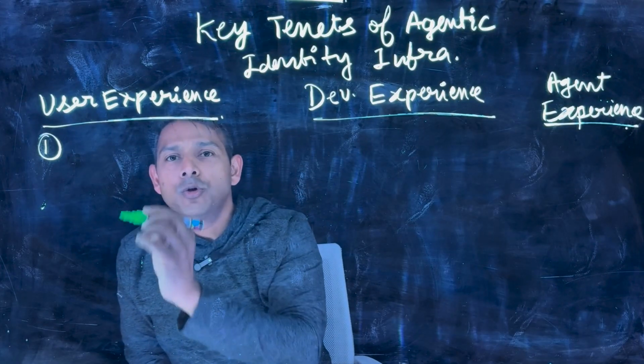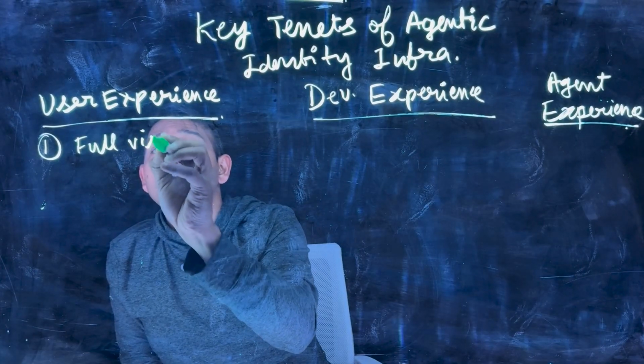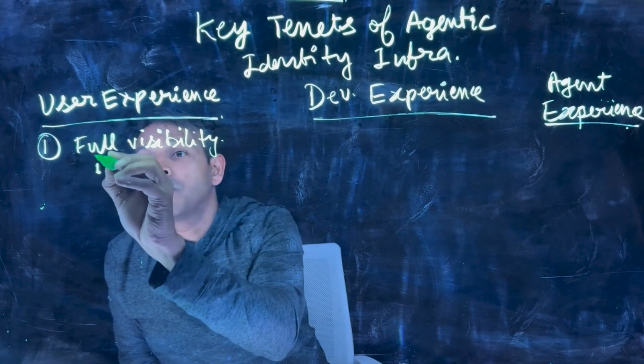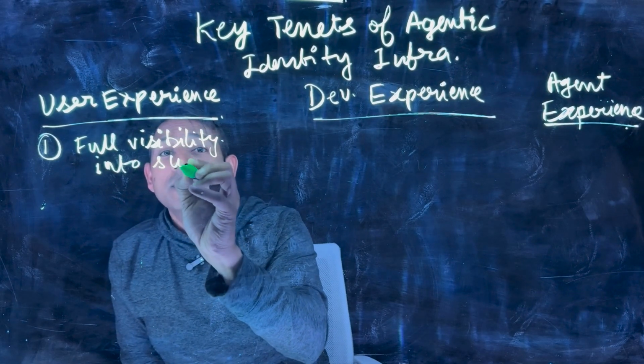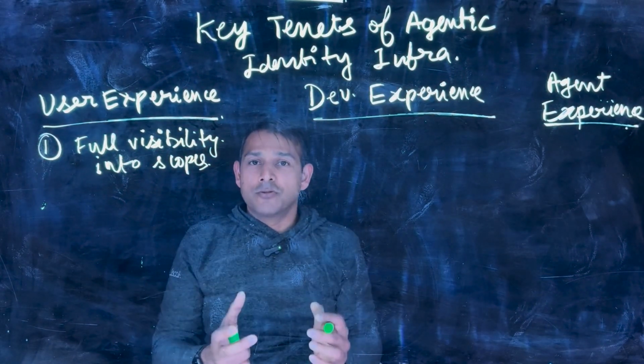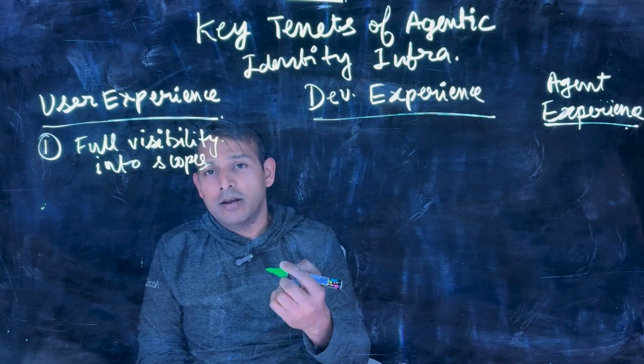One is giving the user full visibility into scopes requested. So telling the user that the scopes are being asked for this particular task, this is what's happening, and being able to look at these later on at a further stage.